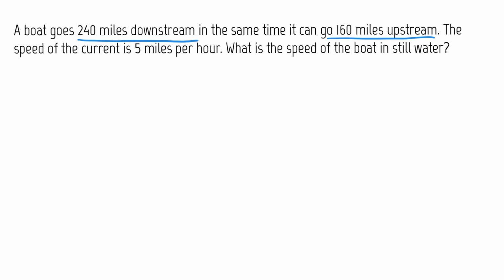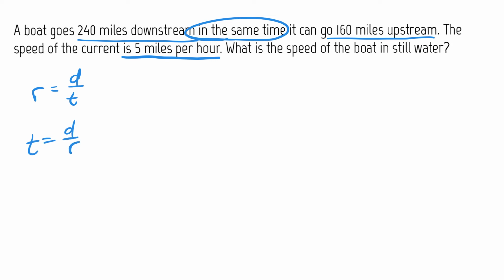All right. So downstream 240, upstream 160. The speed of the current. So how fast are we in still water? We basically have the same thing again. We need to see in the same time. If this said the same rate, well, the rate formula is rate equals distance over time. So you end up using the same thing over and over again, so don't worry about that. But this one we are comparing their time, which is distance over rate. So we want the two times to be the same because they said they were.